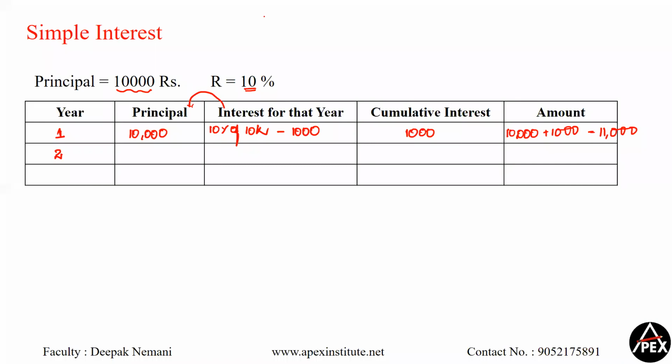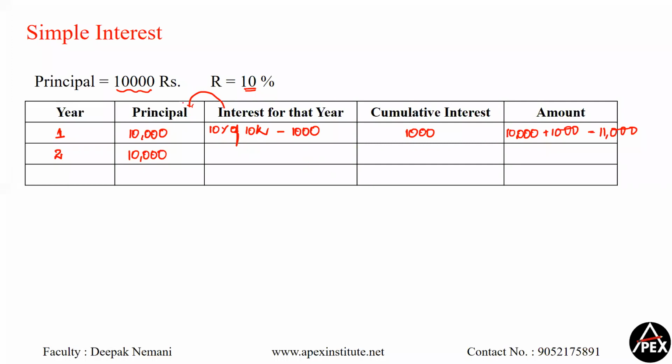Quick responses. 10,000 or 11,000? So we have different answers. No, it's not 11,000, guys. In simple interest, the principal will be constant. So the principal will be again 10,000, not 11,000. We will discuss that while discussing compound interest. But in simple interest, please remember one thing: the principal is constant.